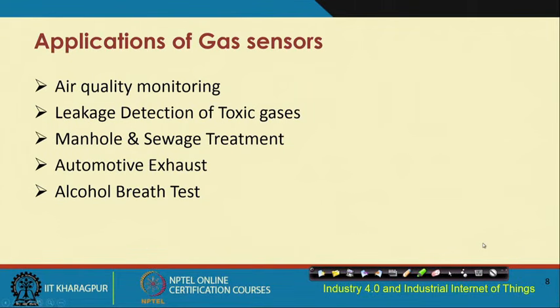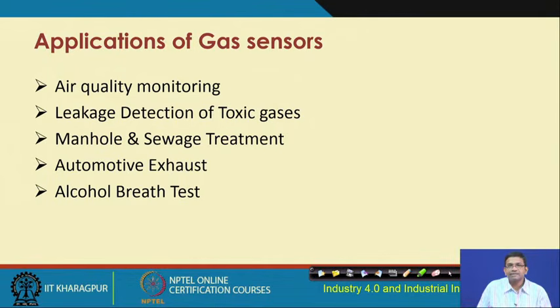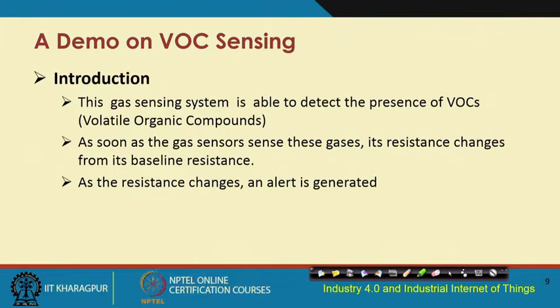So, gas sensors find different applications. What I was telling you is air quality monitoring. Likewise, these sensors could be used for leakage detection of toxic gases, even leakage detection of LPG pipes, manhole or sewage treatment plants. Gas sensors are commonly used. Automotive exhausts also use a lot of gas sensors, of different types. Alcohol breath tests also use a gas sensor.